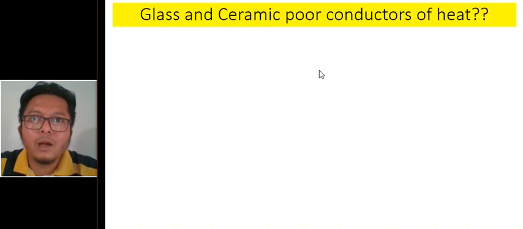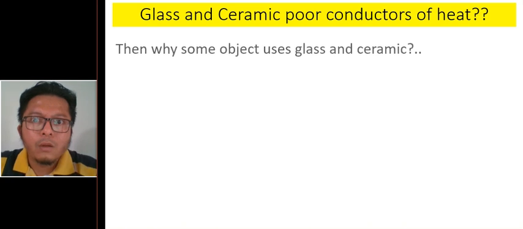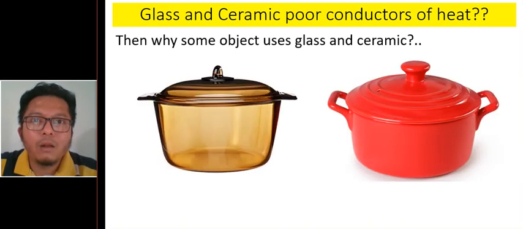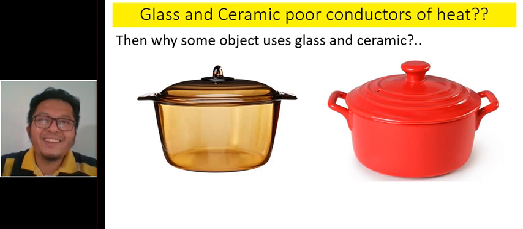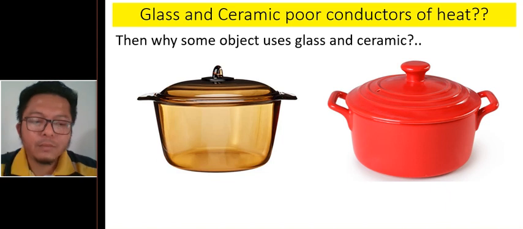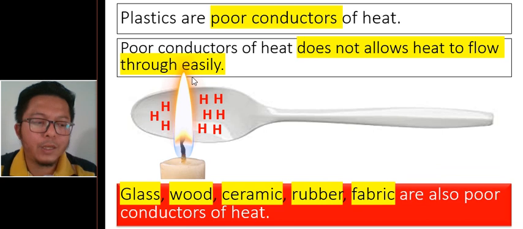But there is a question. Glass and ceramic are poor conductors of heat? Then why do some objects use glass and ceramic? For example, cooking pots. This is a glass cooking pot and the other one is a ceramic cooking pot. Now why do they use these objects? I did say poor conductor of heat means it does not allow heat to move easily. Check again. Does not allow heat to flow through easily.